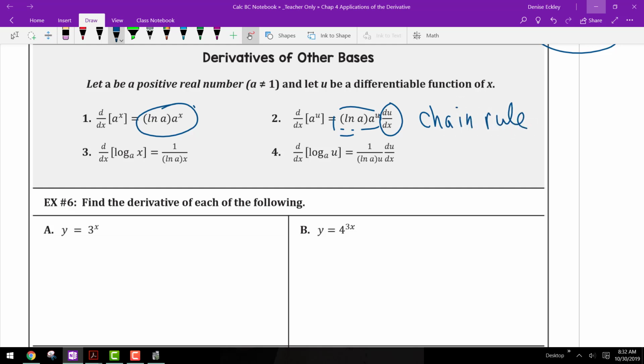And then for number 3, if we're taking the derivative of the log base A of x, we get 1 over ln of A times x. And then again, the next one is just the same thing, but now instead of just having an x, we have a function u. So not only do we have the derivative of the log, but then we include the chain rule again here to get the derivative of u.